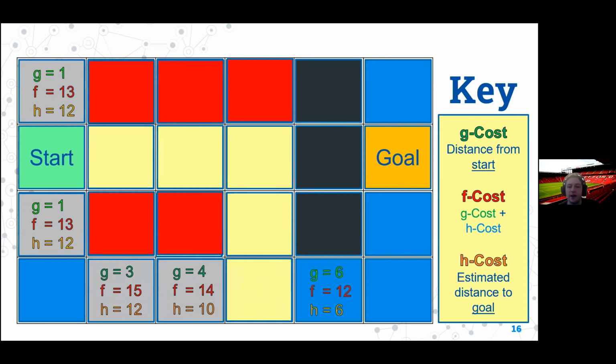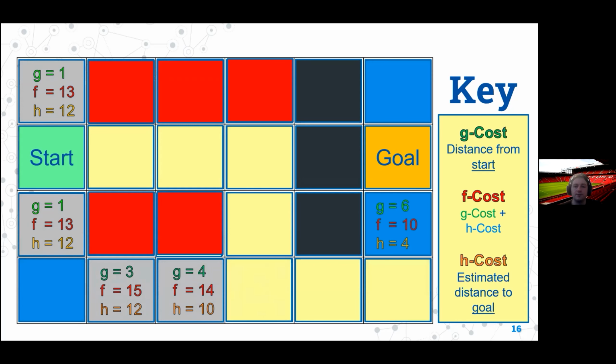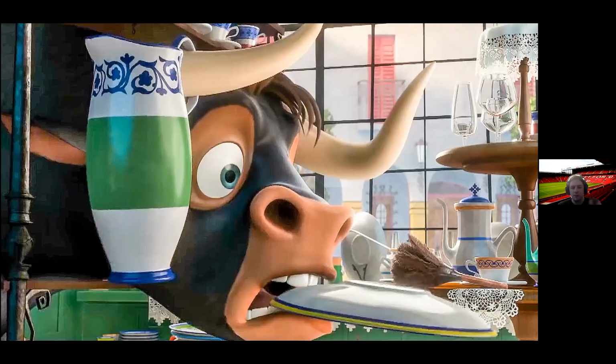And then from there, it's fairly trivial. We'll keep moving towards the goal because the F cost is lower. Ta-da, we've reached our goal. Super. So let's now have a look. Oh, yeah, let me just say.